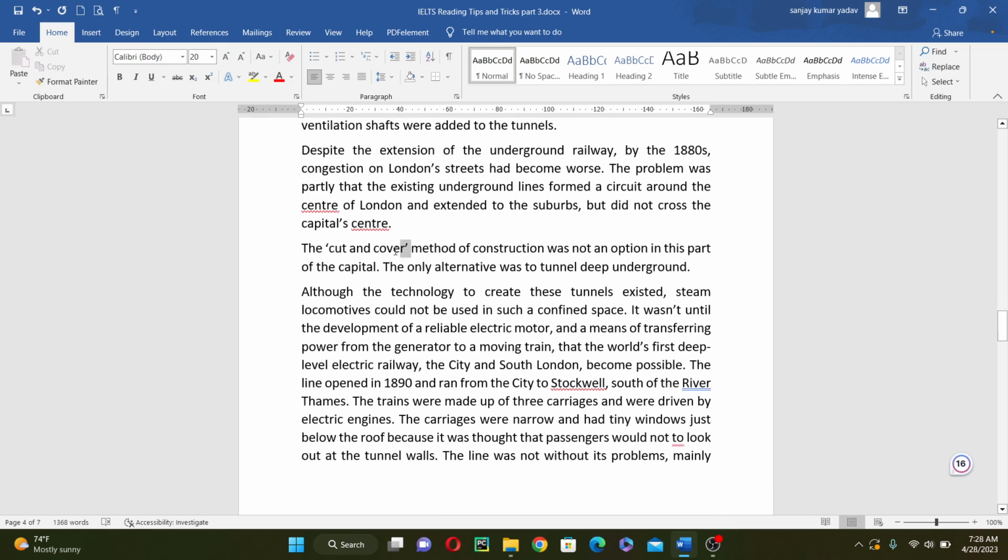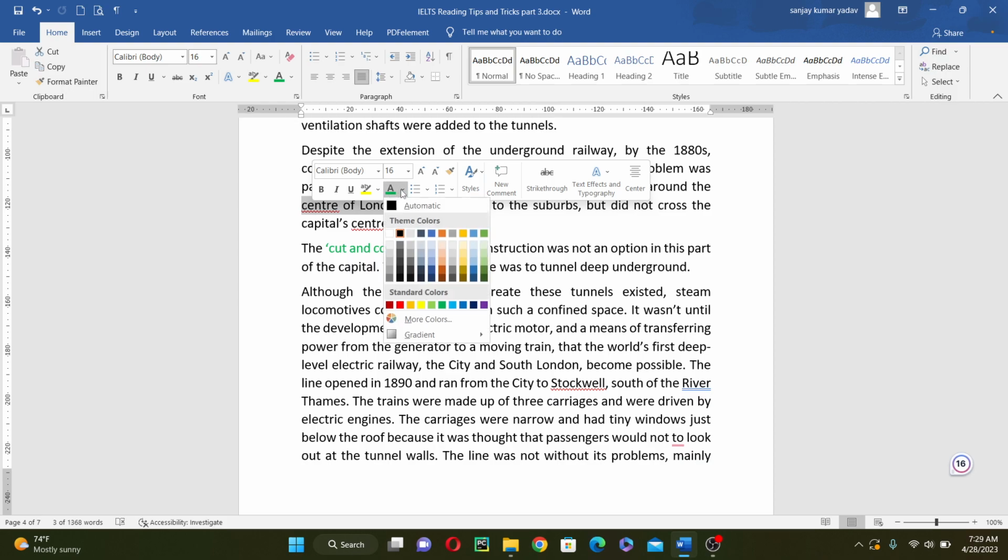Okay, so curtain cover. So here is the curtain cover. The cut and cover method of construction was not an option in this part of the capital. The only alternative was to tunnel deep underground. Okay, in this part. What is that part? The problem was partially that the existing underground lines formed a circuit around the center. Okay, so it's talking about the center of London, right?